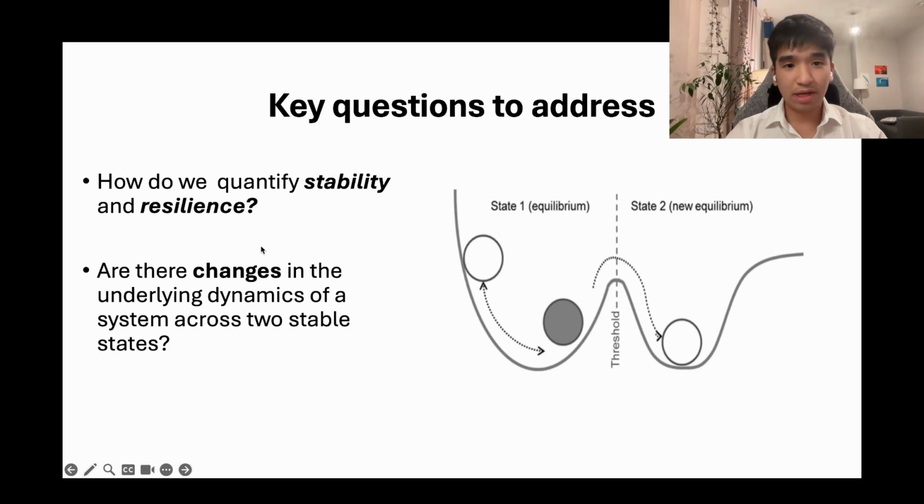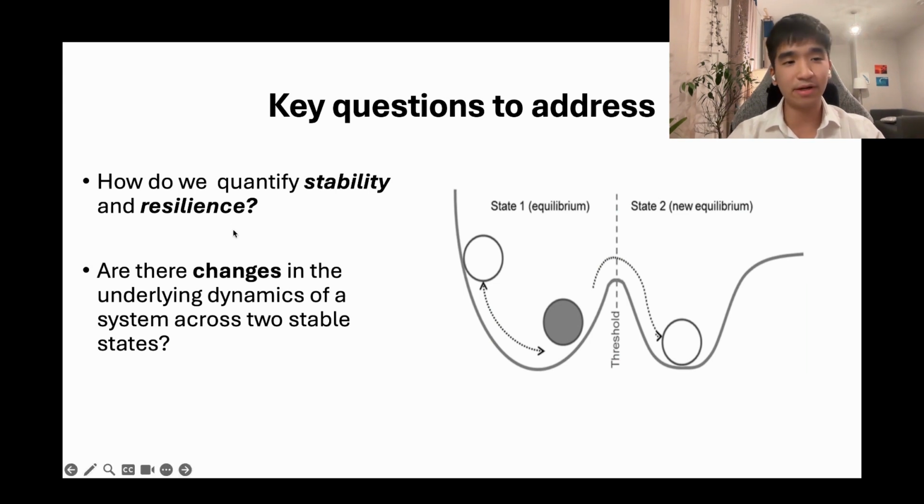So when it comes to studying resilience and stability, how do we quantify stability and resilience? So we spoke in principle that state one is one set of ecological configurations, state two, another set of ecological configurations. But can we quantify these relationships? And are there models that will allow us to recover these sort of links from empirical data?